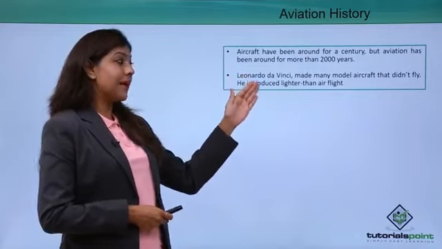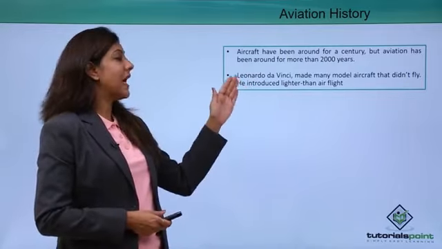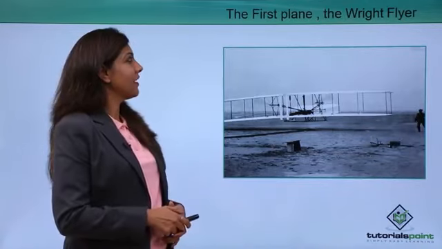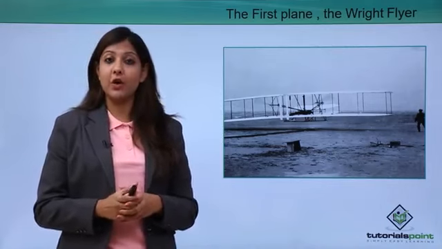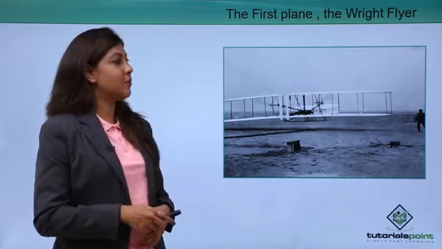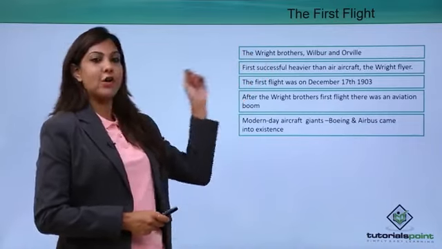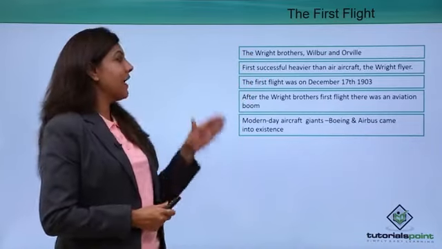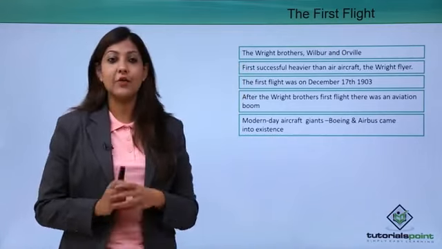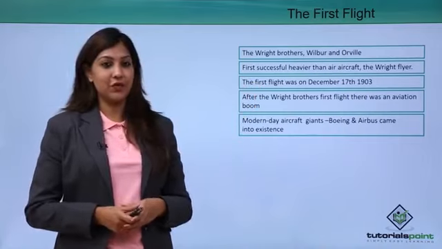Leonardo da Vinci made many model aircrafts, but they didn't really fly. The reason being that he introduced lighter than air aircrafts. Well, what happened after that? Let's see. Well, the first plane was made by the Wright brothers. There were two brothers, Wilbur and Orville, and they made the first aircraft to be launched. The first successful heavier than air aircraft was made, and it was known as the Wright Flyer. The first flight was on December 17th, 1903.